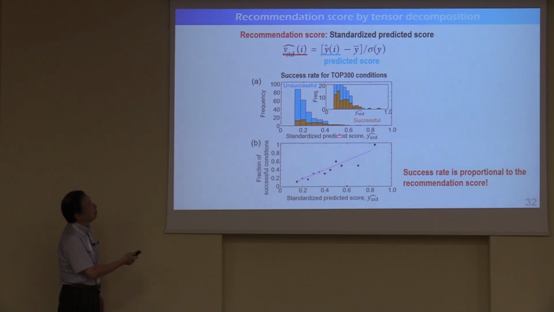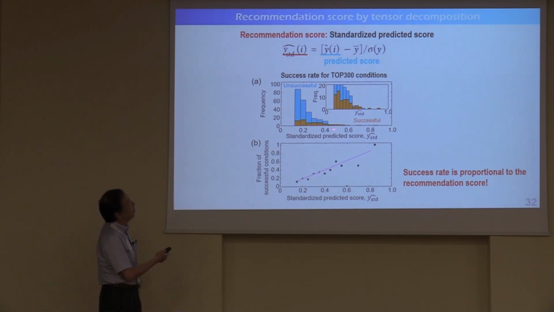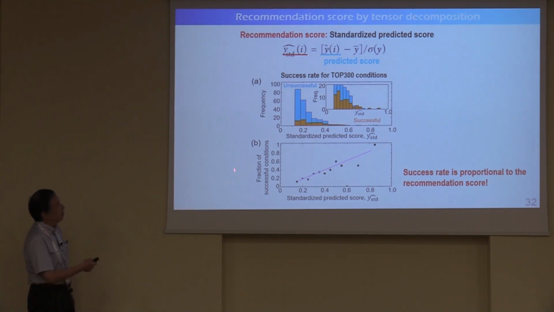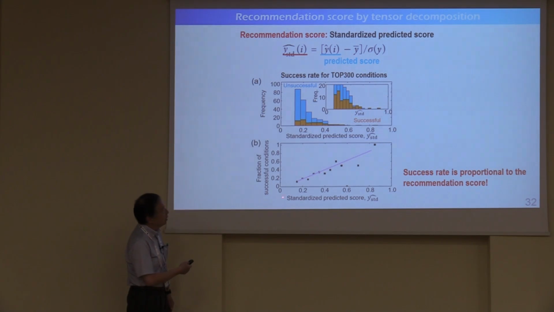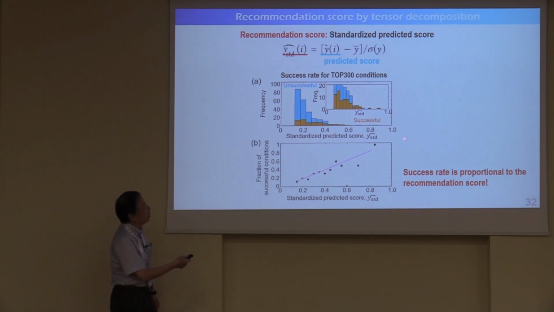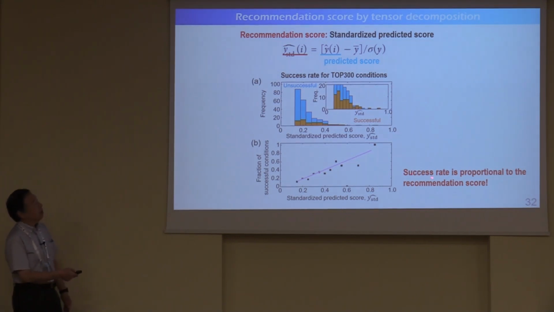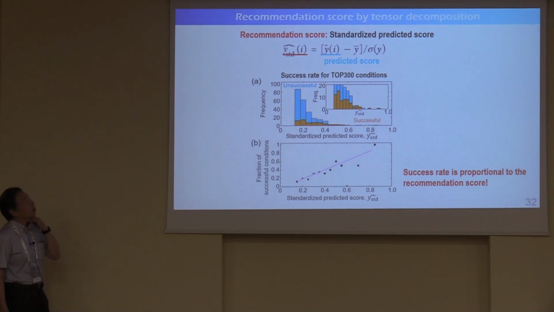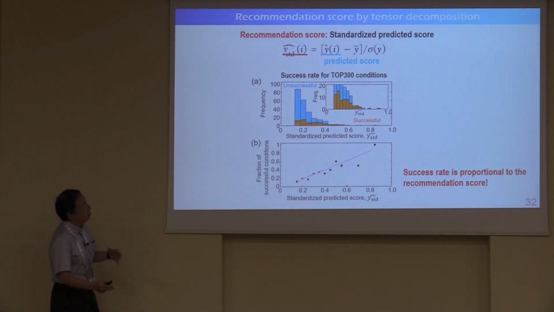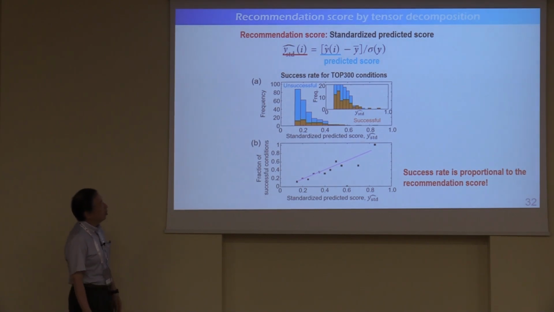So with the increase of the predicted score, the rate of successful results increases. This is the fraction of successful conditions against the standardized predictive score. With the increase of the predictive score, the fraction of successful conditions increases almost linearly. So it means the success rate is proportional to the recommendation score, or predictive score. So if we perform these cases, there is a good chance to find new material from the corresponding zone.